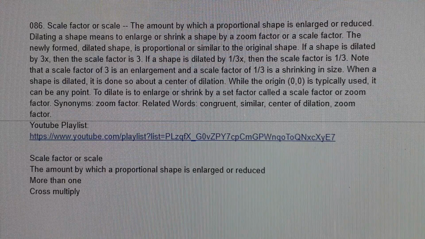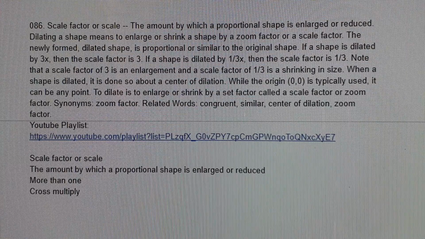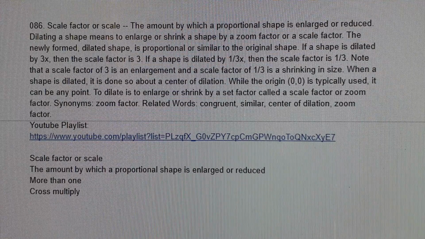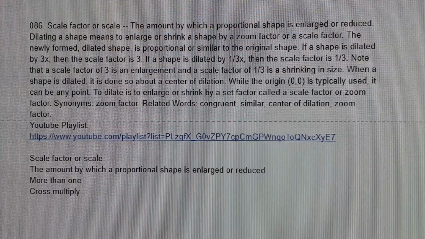If a shape is dilated by 3 times, then the scale factor is 3. If a shape is dilated by 1/3 times, then the scale factor is 1/3. Note that a scale factor of 3 is an enlargement, and a scale factor of 1/3 is a shrinking in size.